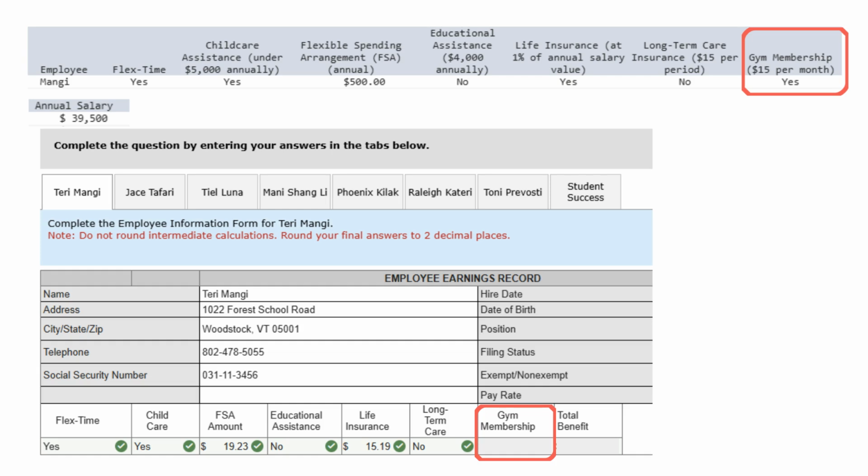Terry elected the gym membership, which is $15 per month. We multiply that amount by 12 to find the annual amount of $180 and then divide it by 26 for the biweekly amount of $6.92. Finally, we add up all amounts to calculate the total benefit elections for Terry, which is $41.34.